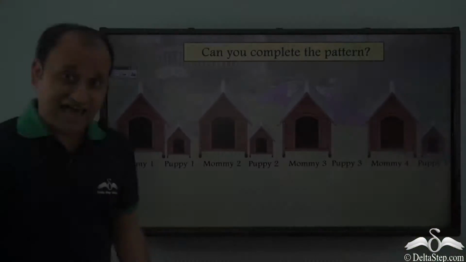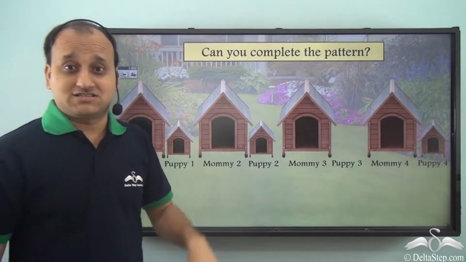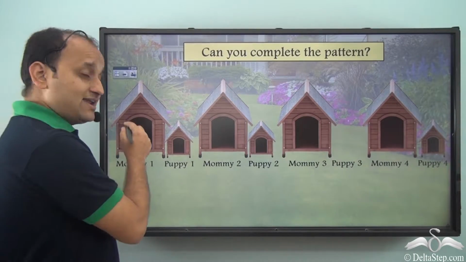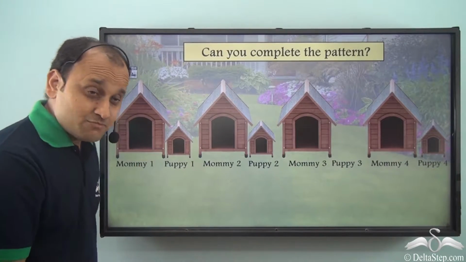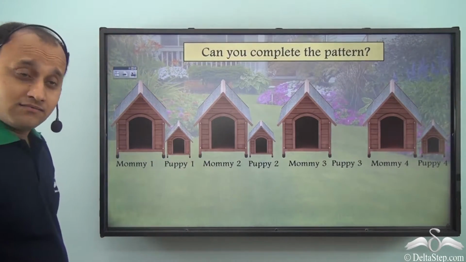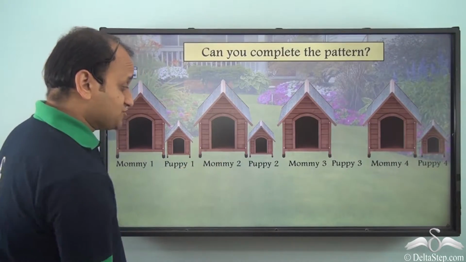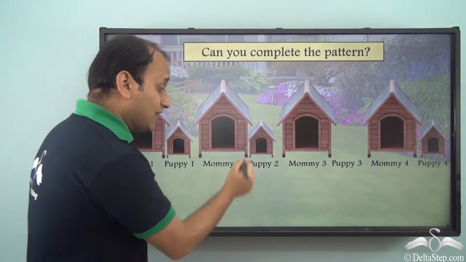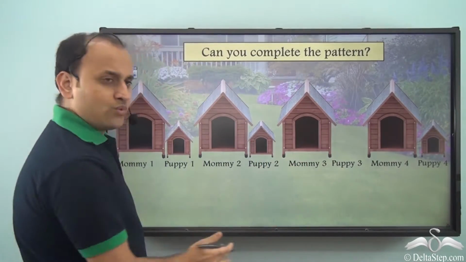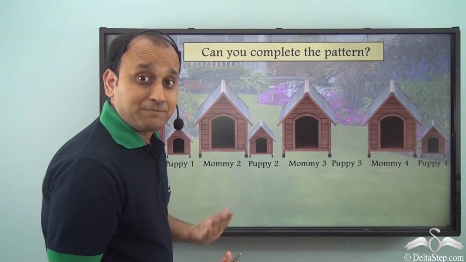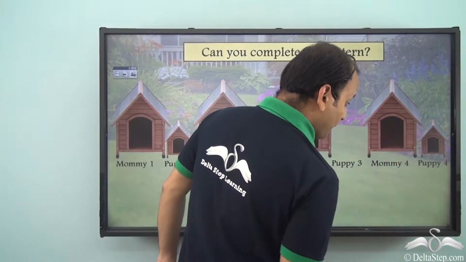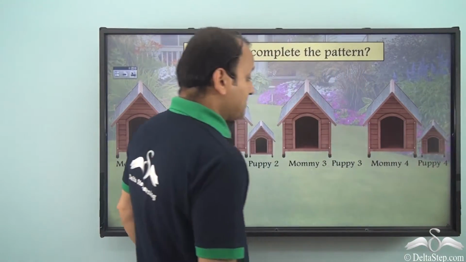So Sam made some kennels. Now this is the kennel of mommy 1, and as the puppy wants to live beside mommy, this is the kennel for puppy 1. Then this is the kennel for mommy 2, and this is the kennel for puppy 2. Now this is the kennel for mommy 3, but we don't know where to place the kennel for puppy 3. It hasn't been placed yet. Then this is the kennel for mommy 4, and this is the kennel for puppy 4.